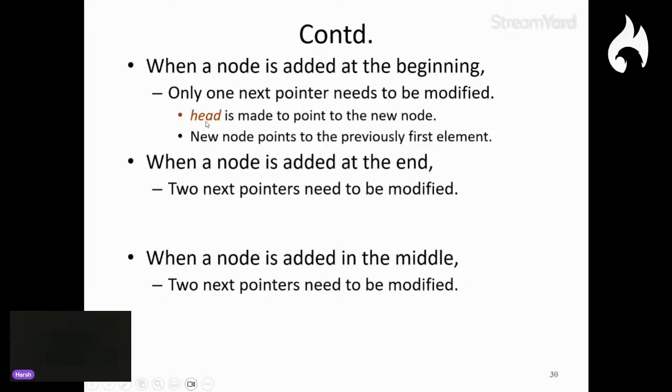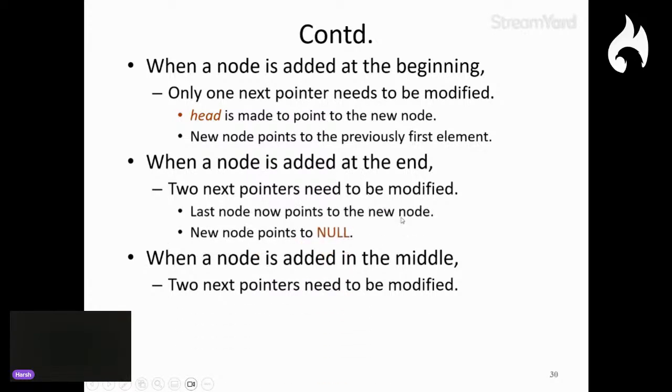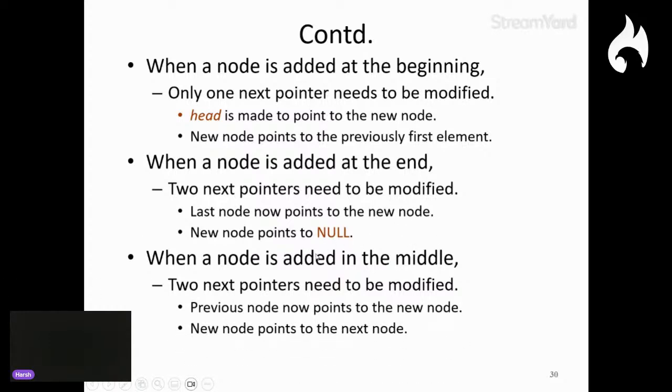How is one node modified? The head is made to point to the new node, and the new node points to the previously first element. At the end, the last node now points to the new node, which points to null. I have already discussed this. In the middle, the previous node now points to the new node, which points to the next node.